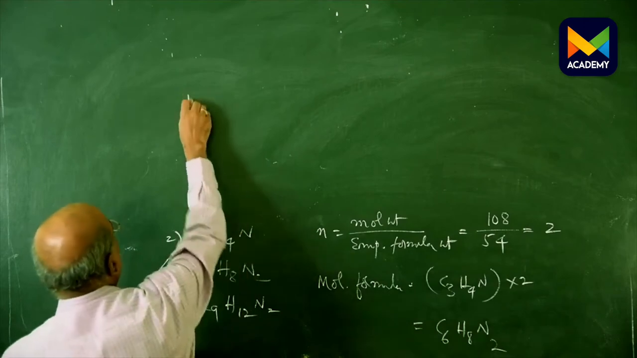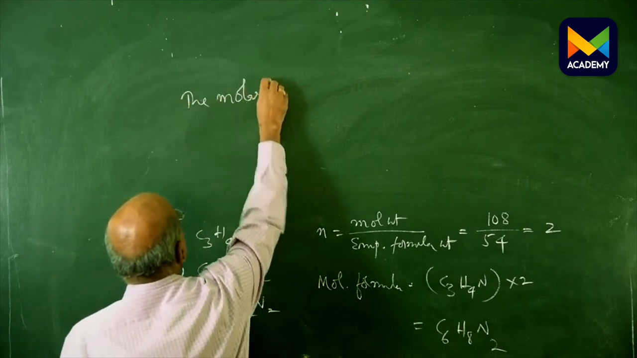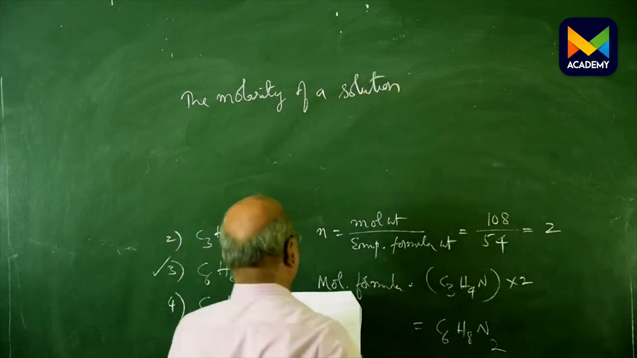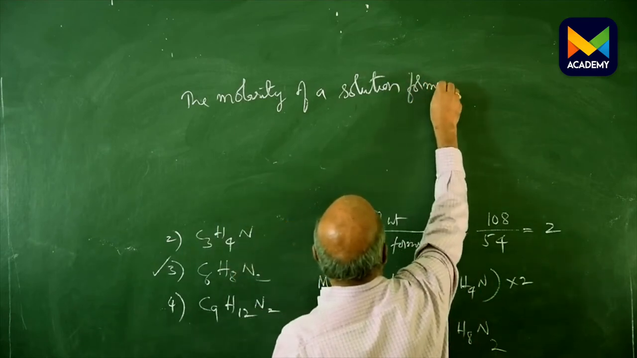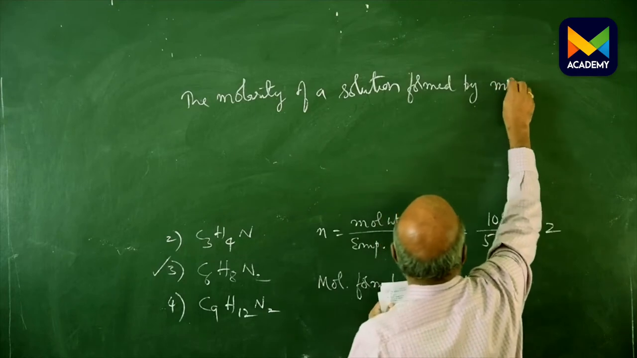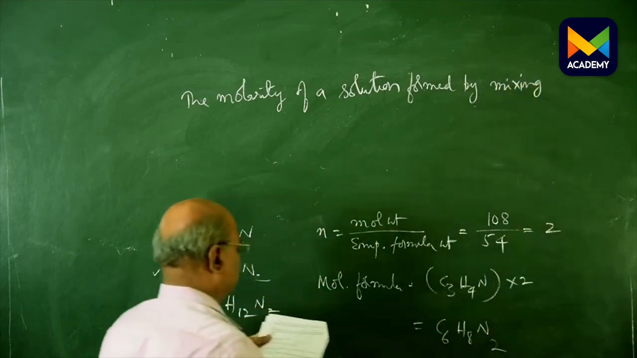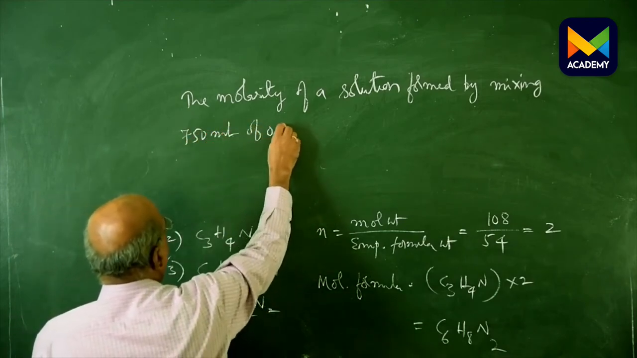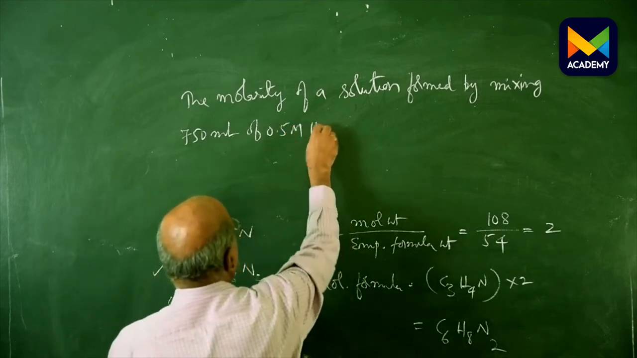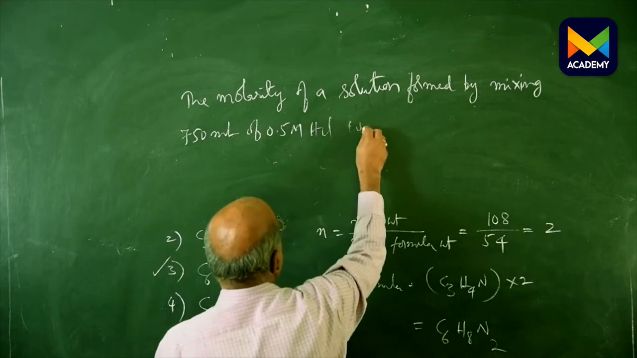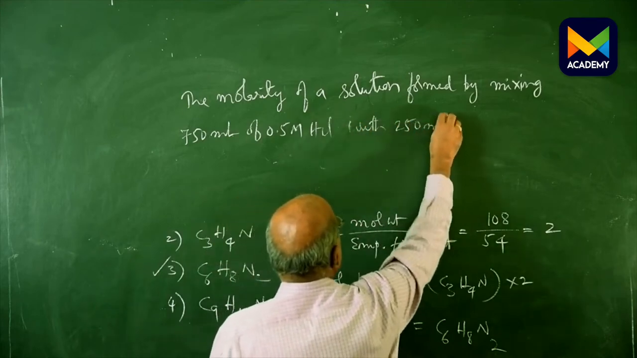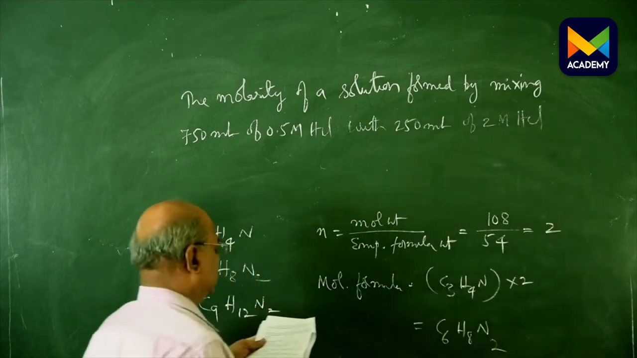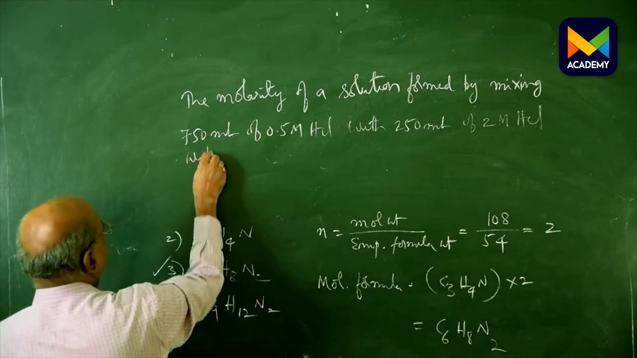The molarity of a solution formed by mixing 750 ml of 0.5 M HCl with 250 ml of 2 M HCl will be, this is a question.